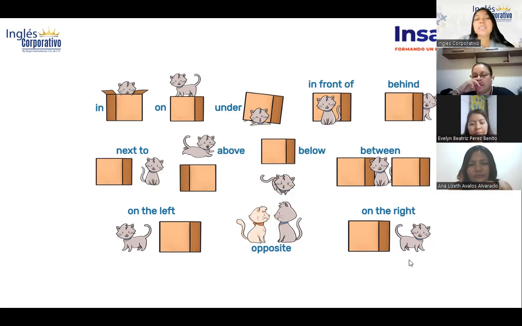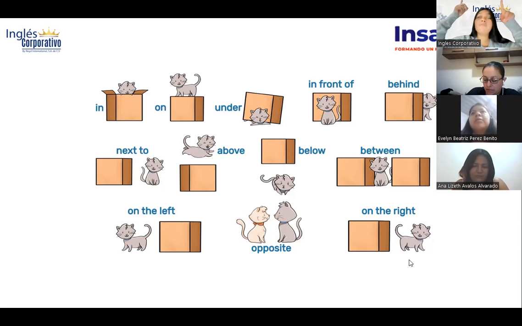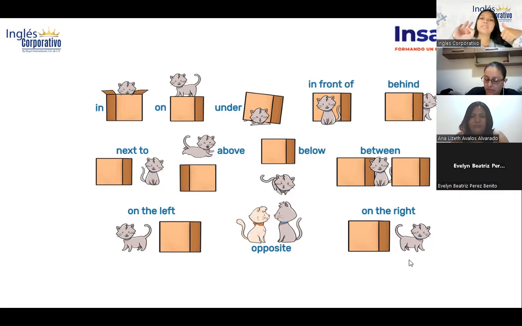If not, quiero que usted cree tres oraciones, three sentences, con cualquiera de esas preposiciones, con cosas que tenga usted a la par, detrás, sobre, debajo. Three sentences. Créelas y me las manda al grupo de WhatsApp. Quiero ver la gramática, cómo lo utilizamos.